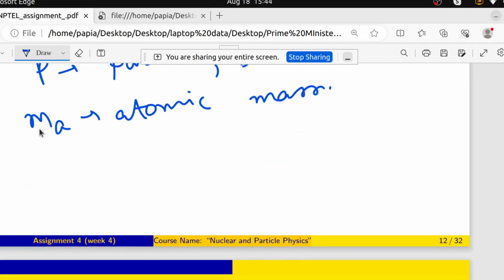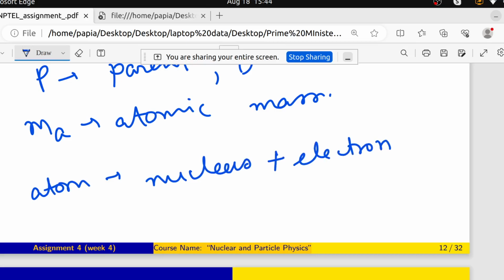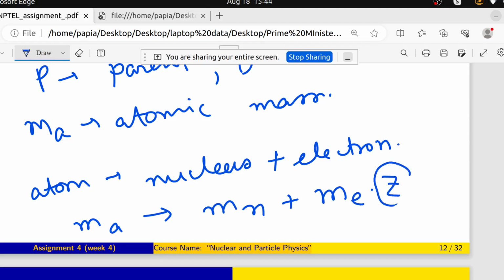So what is atomic mass? You know, an atom is made of nucleus plus electrons. So if I have Ma, that means it is Mn plus Me into Z. Z means the number of electrons in that atom. So Ma is Mn plus Me into Z. Me means the mass of electron.